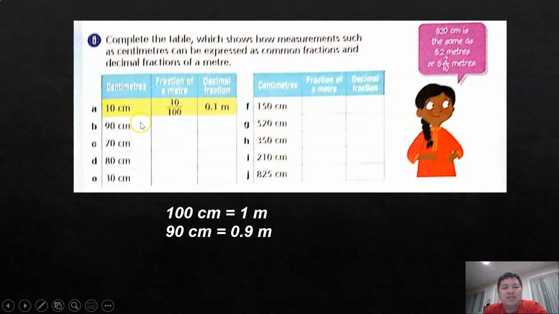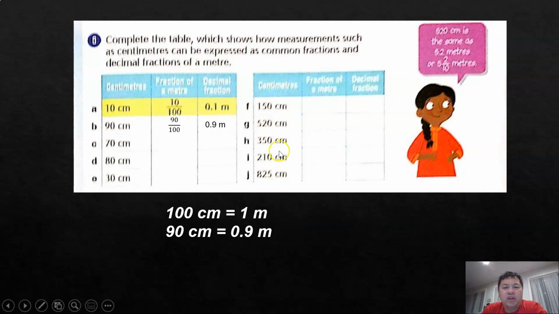So to present this in terms of 90 cm, in terms of fraction, it's just 90 out of 100 because 1 meter is the base of 100 cm. So that's why it's out of 100. And to get the decimal in terms of meters, it is simply 0.9 meters.